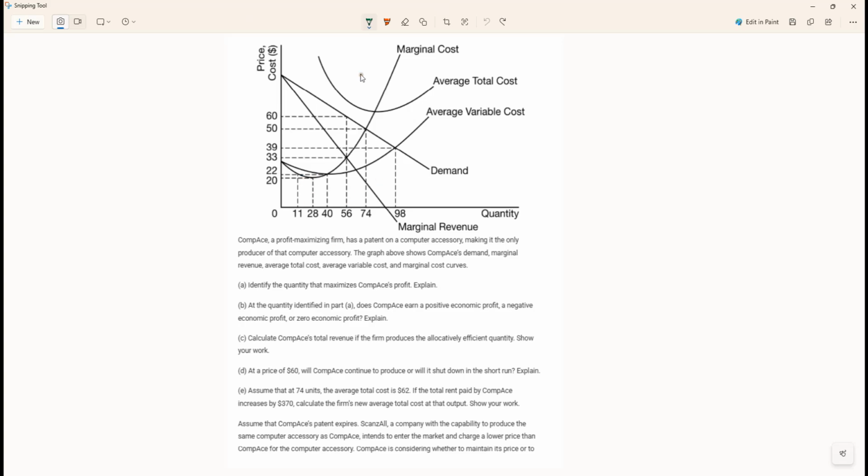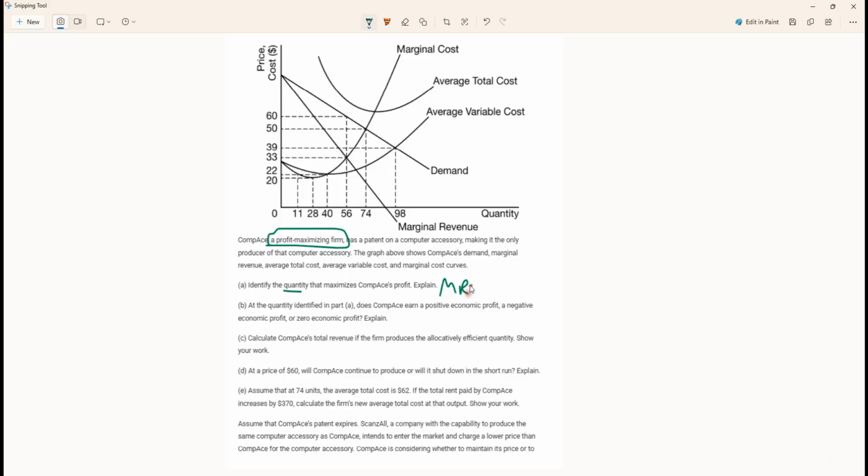In this video, we're going to go through an AP micro practice question. So it says this is a profit maximizing firm. It has some kind of monopoly power. We can tell downward sloping demand, marginal revenue on the inside of that. First, identify the quantity that maximizes their profit.